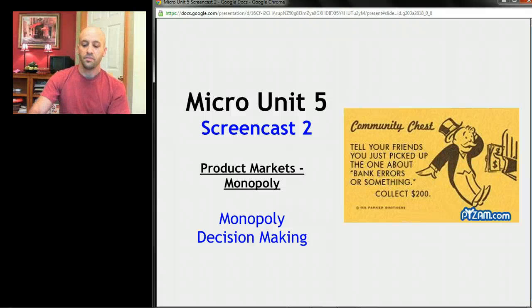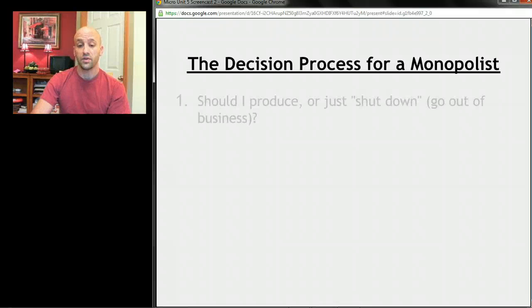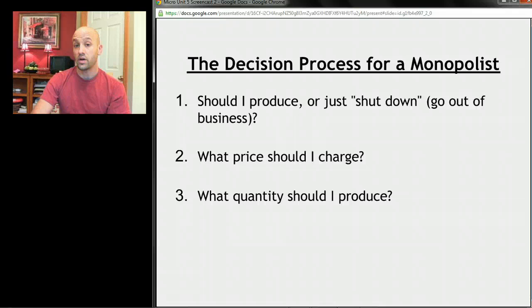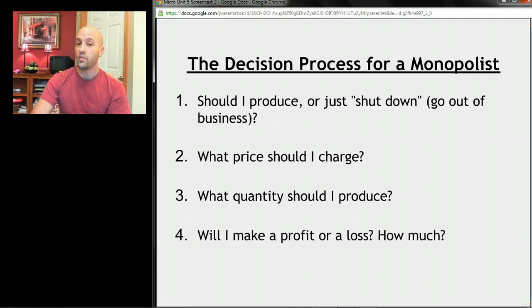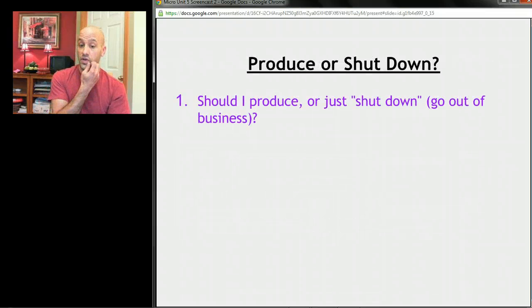Anyway, let's get started. Alright, so the decision process for a monopolist is pretty much the same as it is for a perfect competitor. It's got to answer the same questions. Should I produce or should I just shut down, go out of business? If I should produce, what price should I charge? What quantity should I produce? And will I make a profit or loss, and how much? Alright, so let's still deal with the first question. Should I produce or just shut down?